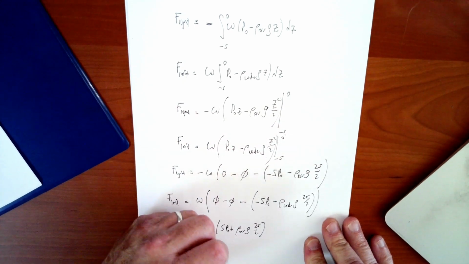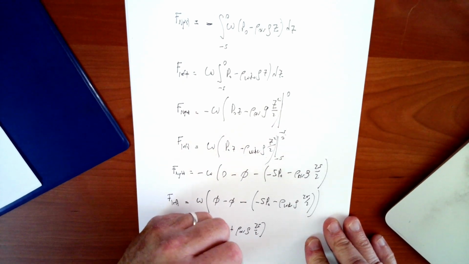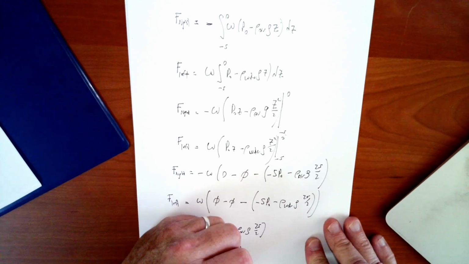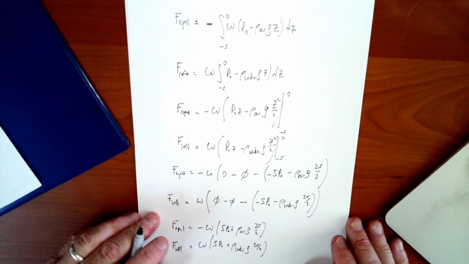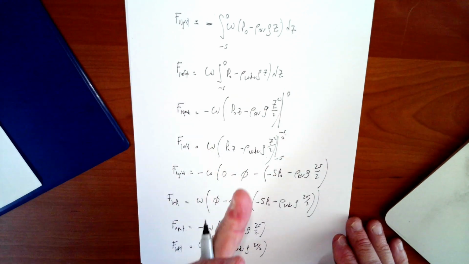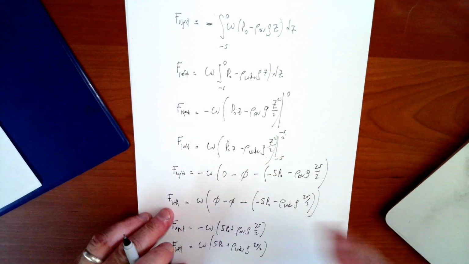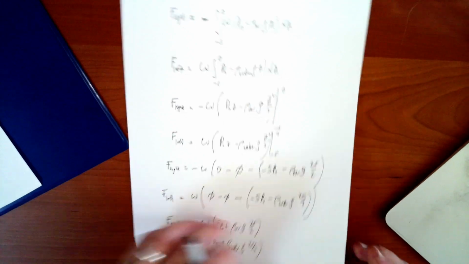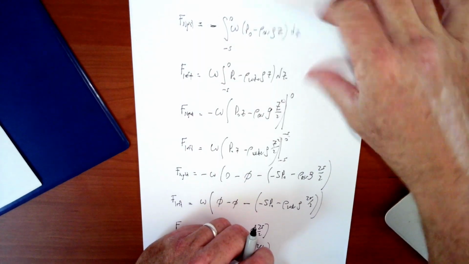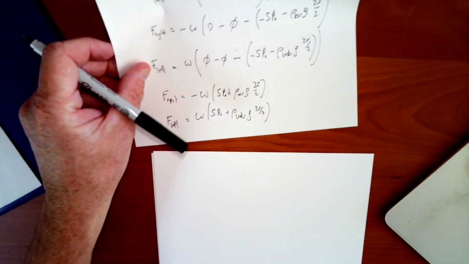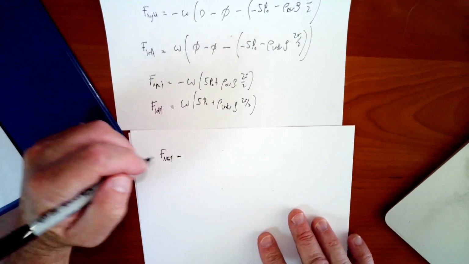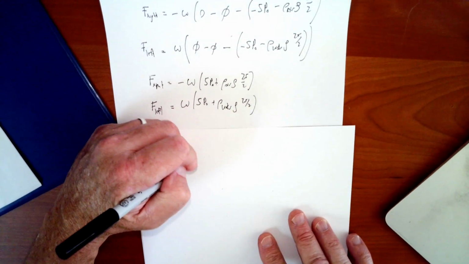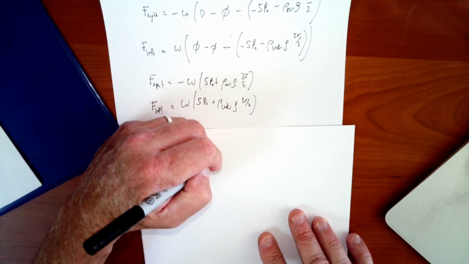So once again, 5P0 plus rho water G 25 over 2. So I have positive force from the left, that makes sense, pushing the wall in the positive x direction, and negative force from the right, pushing it back the other way. My net force, of course, is just a simple addition of these two terms. So I take my net force, and that's just F right plus F left.